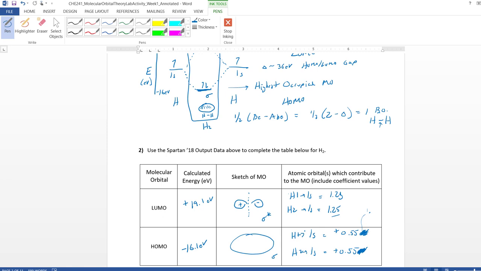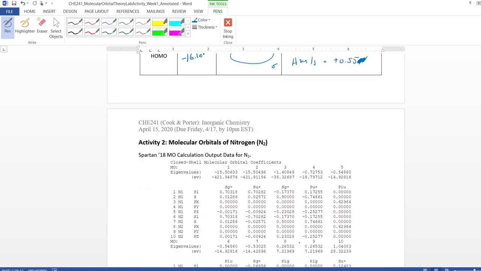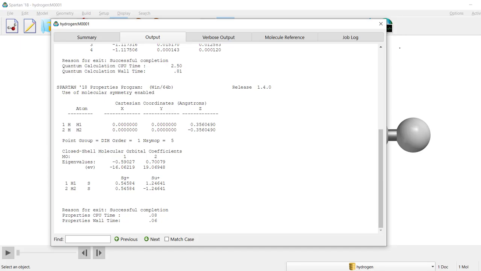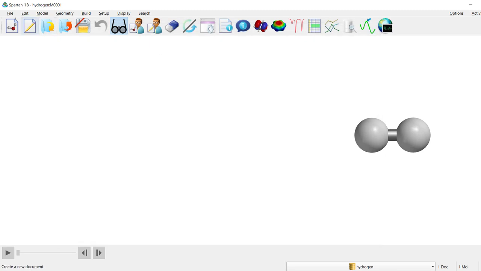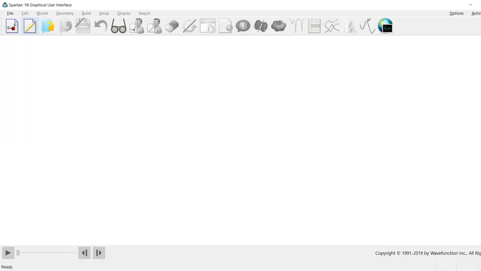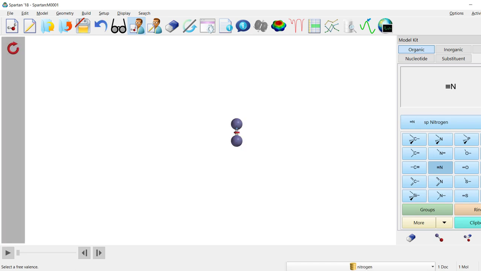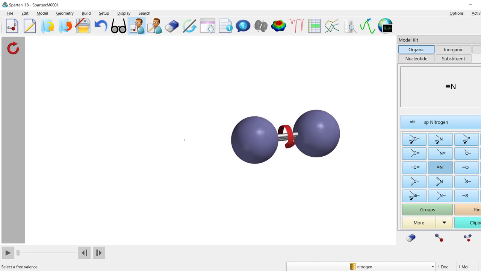Okay, so the next one we're going to do is nitrogen. And nitrogen is done in a very similar way. So I'm going to bounce back to Spartan here for a second. I'm going to close this one out and start nitrogen. I'll grab that, put a nitrogen there, make it a little bit bigger so you can see it, and rotate it over here a little bit. Yeah, that's pretty good.